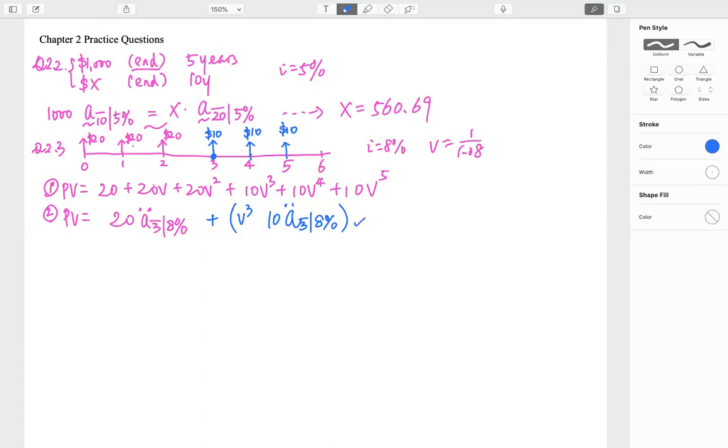So in the end, you will see that if the number of payments is relatively few, like in here, we only have 6 payments.